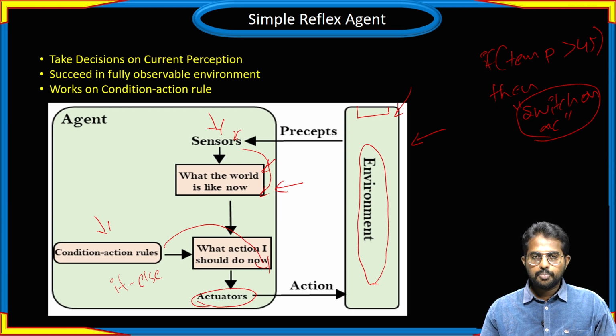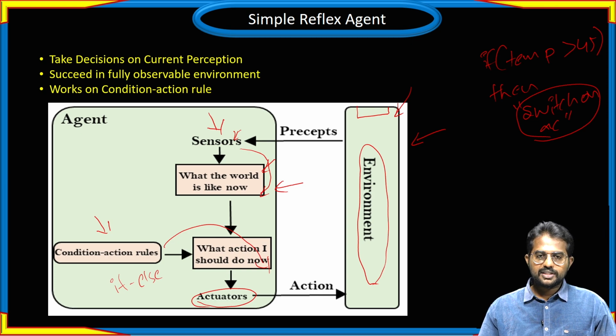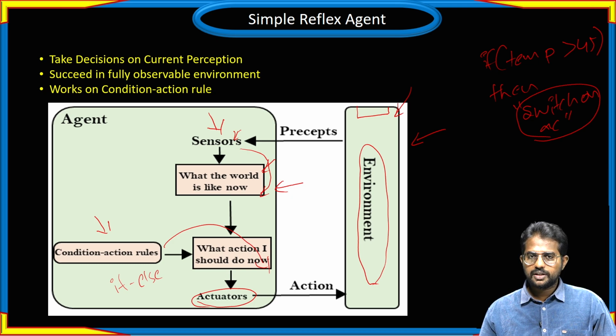This is the simple reflex agent, and it will be successful in a fully observable environment. That means for each and every state present in the environment, we should have good knowledge about that environment. In that situation, that environment is called a fully observable environment.